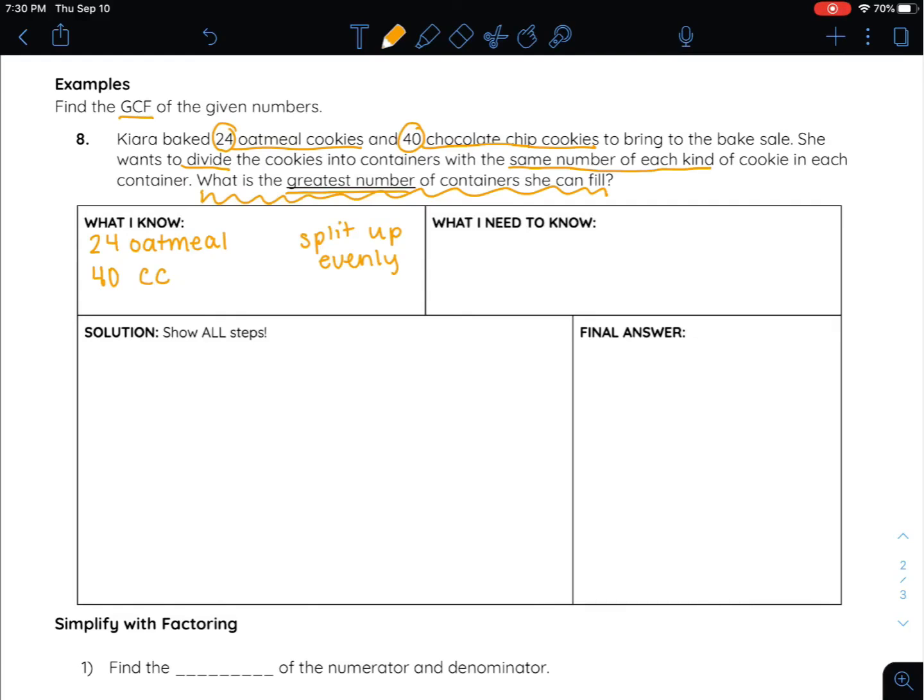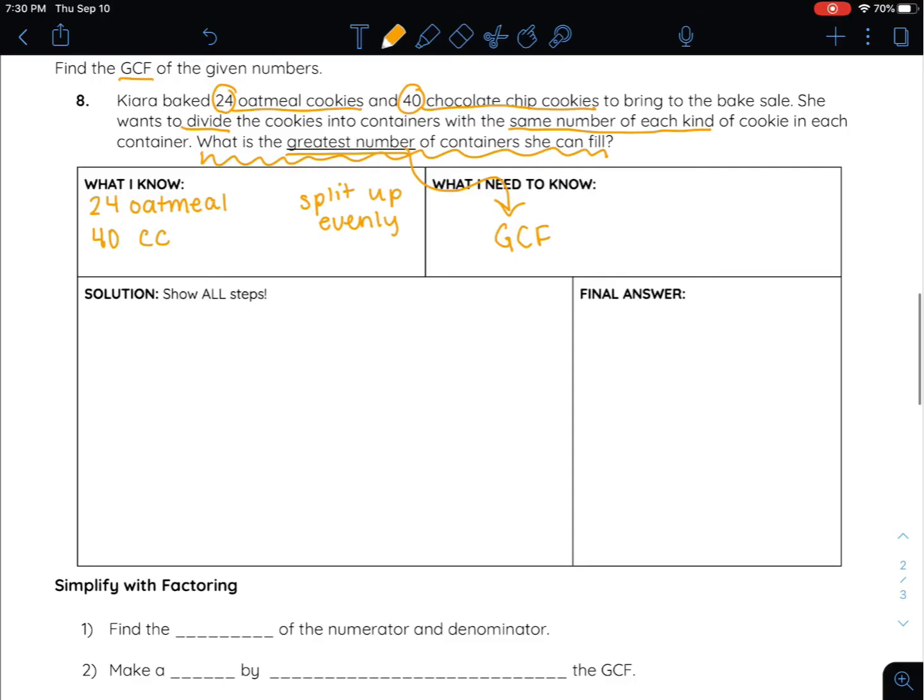But actually, the key word that I really like is in the part that I squiggly underlined, the question. It says greatest number. That right there is definitely a key word for GCF, greatest common factor. So if you ever see that in the question, you know it's GCF. So we just need the GCF of 24 and 40.